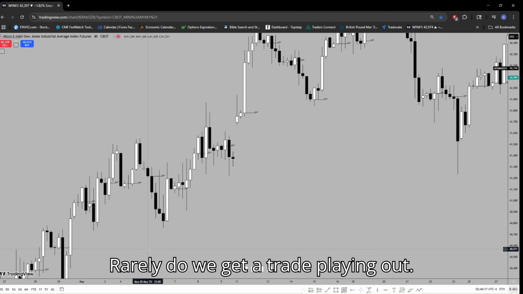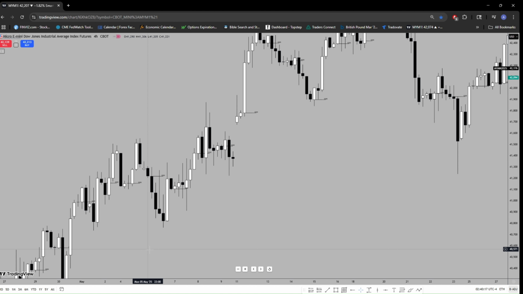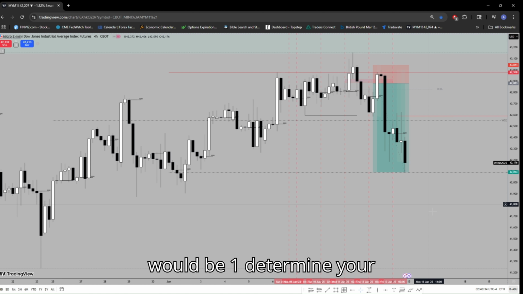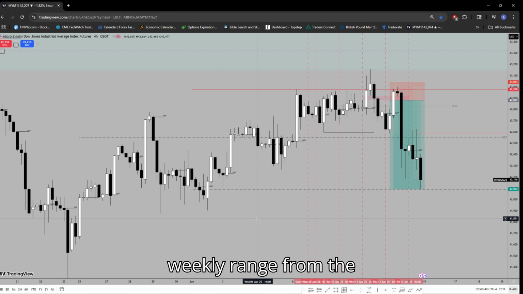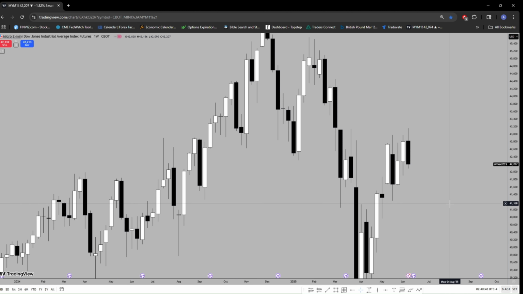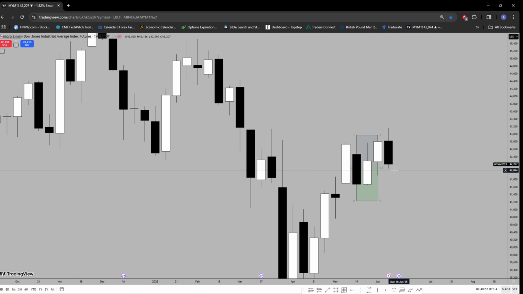Rarely do we get a trade playing out 3 days per se, if I do say. Okay, so our key takeaway would be: 1, determine your weekly range from the previous 3 weekly candles. For this week, 1, 2, 3, this would have been our range. Coincidentally, we can see where we traded into.